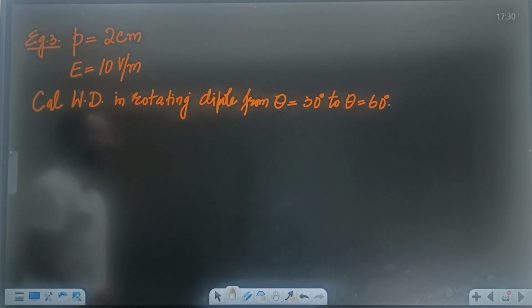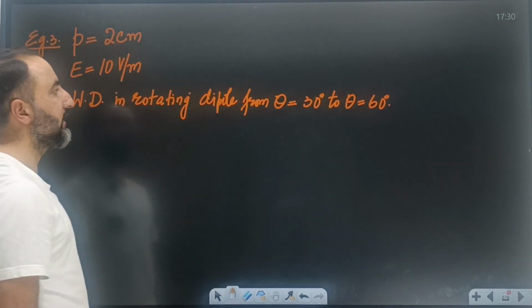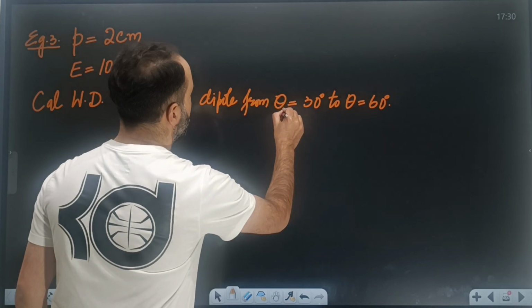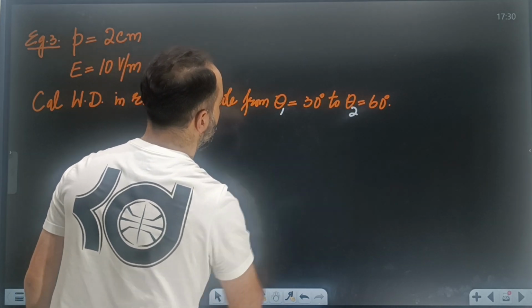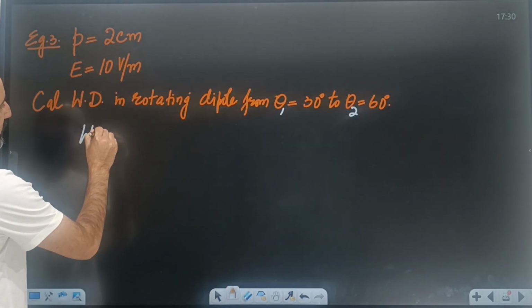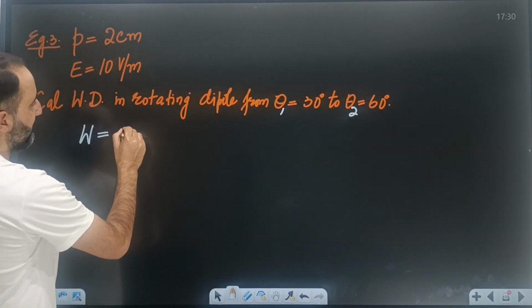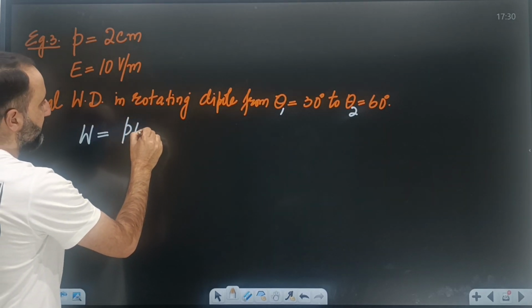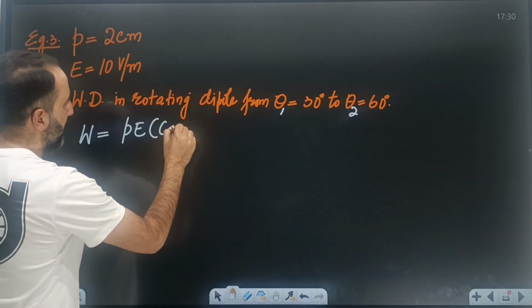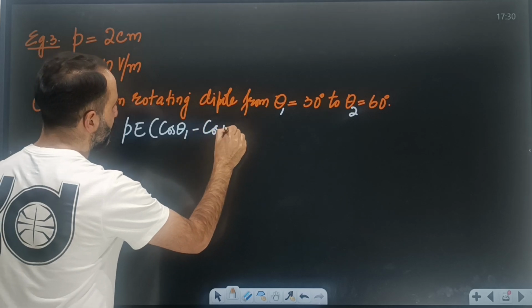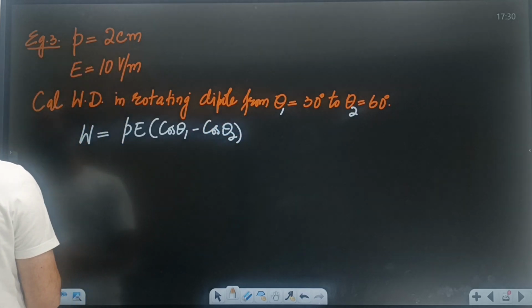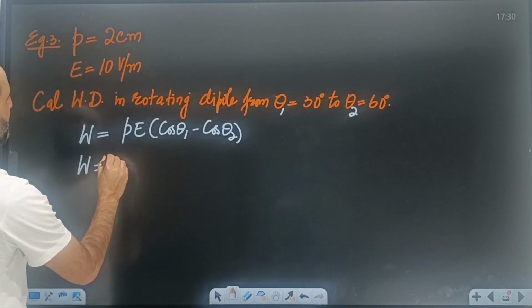Dipole moment is given, electric field is given. You will have to calculate what is the work done in rotating the dipole from theta 1 equal to 30 degree to theta 2 equal to 60 degree. Write down the equation for the work done. What's the equation for work done? That is like this. PE multiplied by cos theta 1 minus cos theta 2. सही ना बेटा? Okay. Dipole moment का वैल्यू क्या है? What's that? That's equal to 2.